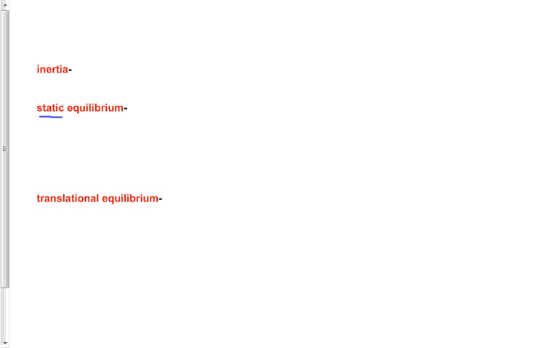You guys remember what the word static meant versus translational? Forget about equilibrium for a second. Static meant at rest, not moving. Translational means moving. Equilibrium means balanced. So if we say static equilibrium, we mean balanced at rest. When we have an object that's at rest and it's not moving, it's in static equilibrium.